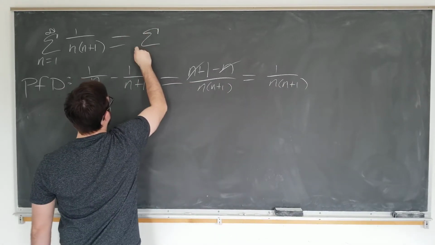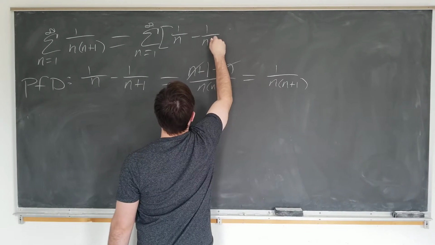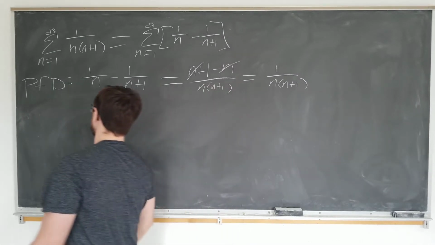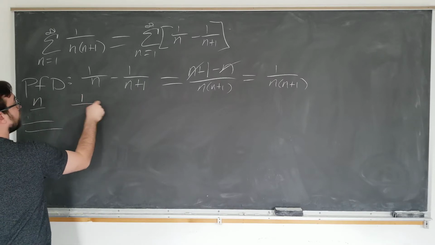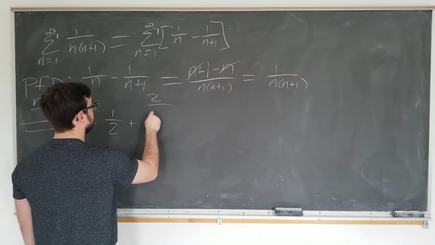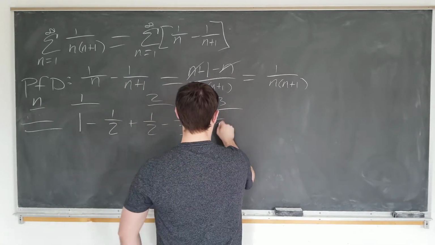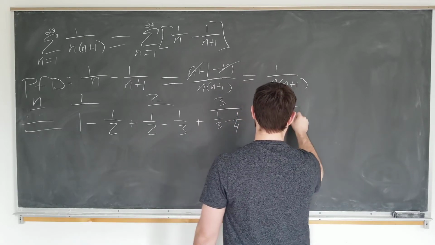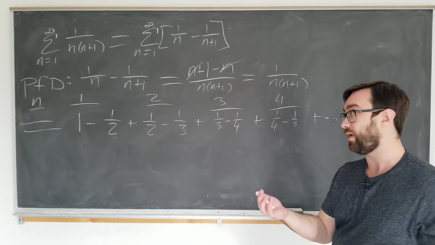So this is simply sum n goes from 1 to infinity of 1 over n minus 1 over n plus 1. Now we just start evaluating terms basically and see what we get. So for the first term, we start off with 1 minus 1/2. And for the second term, we get 1/2 minus 1/3. For the third term, we get 1/3 minus 1/4. And for the fourth term, we get 1/4 minus 1/5. This continues on indefinitely. We see that these actually cancel in a pairwise fashion.